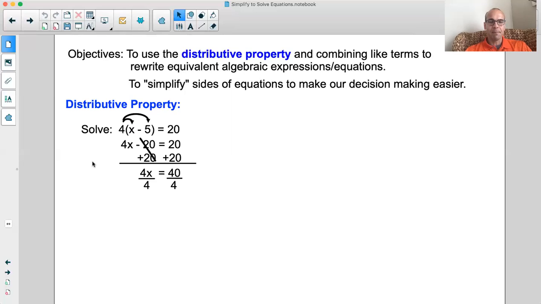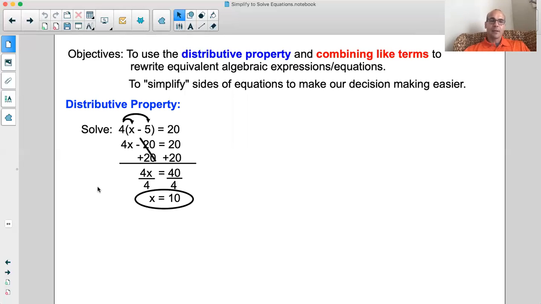Show what I'm doing, a nice balanced inverse operation to both sides. So my new equation is going to be equivalent. My 4 times and my 4 divided by, they'll cancel, leaving me with x, and the right-hand side, whatever value 40 divided by 4 is. So x equals 10 is the solution to this original equation, and to this equivalent equation, and to this equivalent equation. And that was a use of the distributive property.